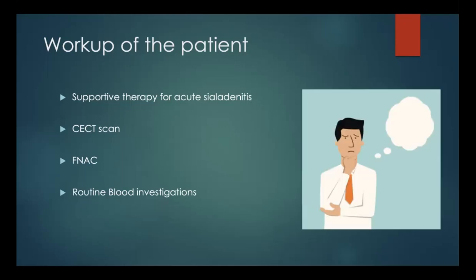Now, let's say our answers come up like this. A CECT scan shows just gland inflammation or a bulky gland with no sign of any obstruction. There are no calculi, there's nothing. There is nothing which looks like a homogeneous or a heterogeneous tumor on the CECT. The FNAC, maybe if it was done under ultrasound or whatever, comes out as chronic sialadenitis. We are basically then left blank. How to proceed with this patient further?